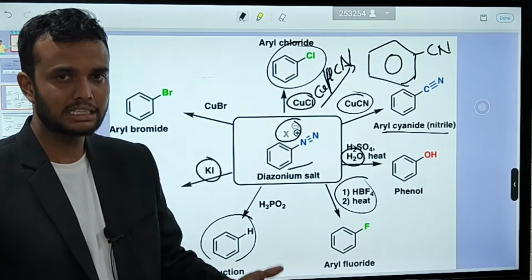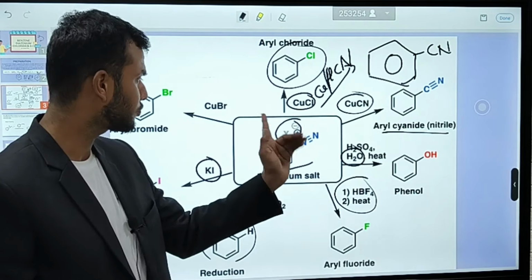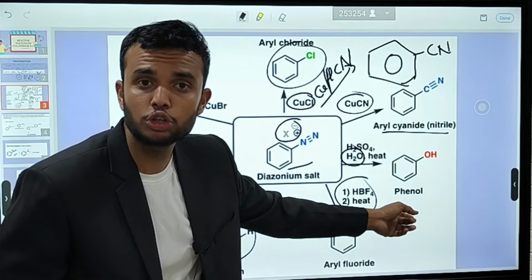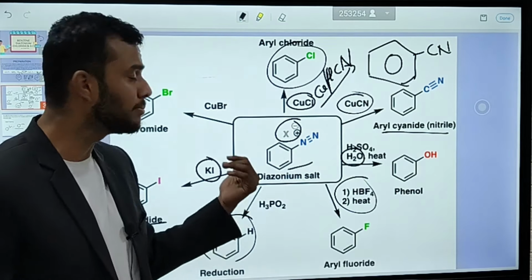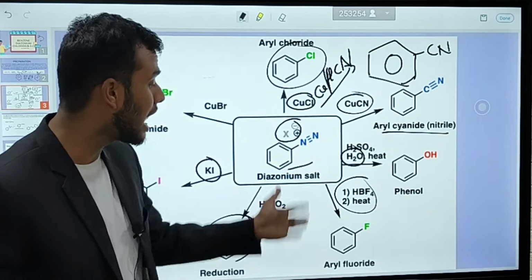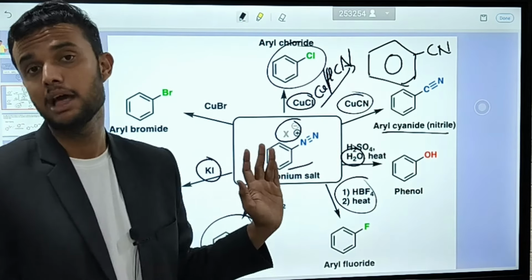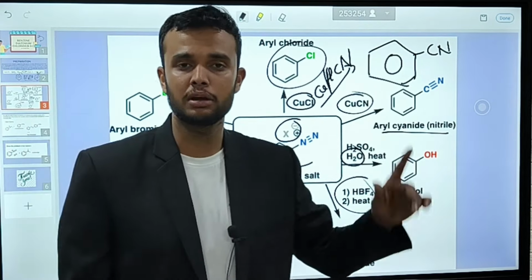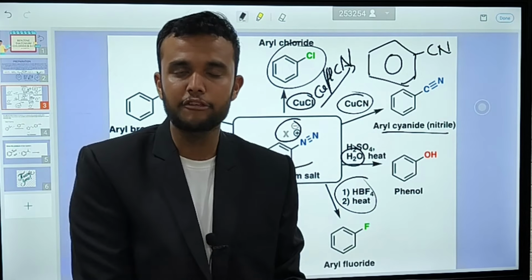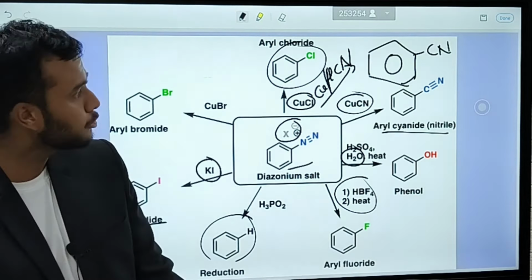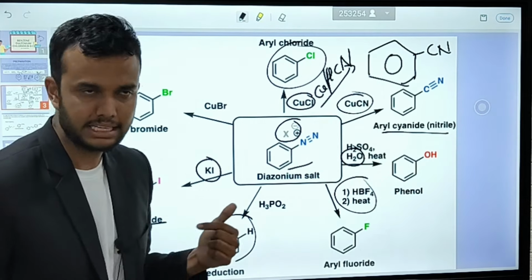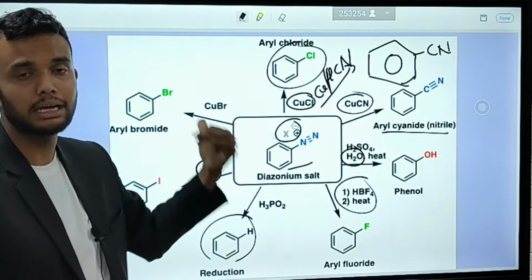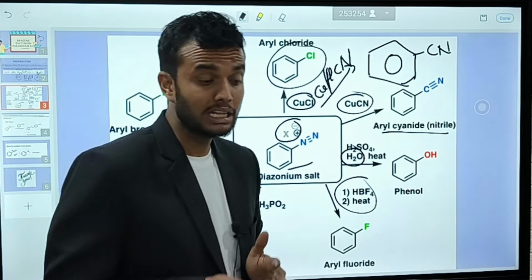Come on, let's quickly summarize the chemical reactions again. The first reaction is used to prepare phenol by using water as the reagent, and the second reaction by using H3PO2 gives benzene. And we also have a few other reagents. If you use HBF4 and heat the molecule, then you will get aryl fluoride, and in the presence of copper in HCl you get a cyanobenzene. It is called the Gattermann reaction. Okay, then let's move to another reaction.